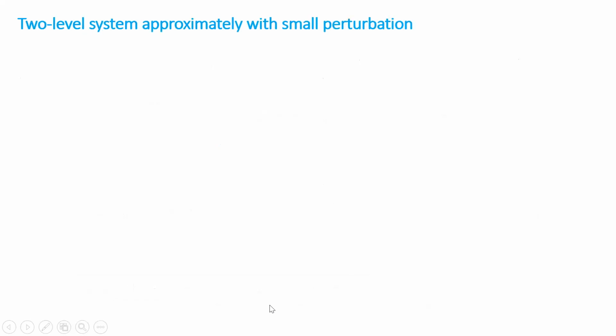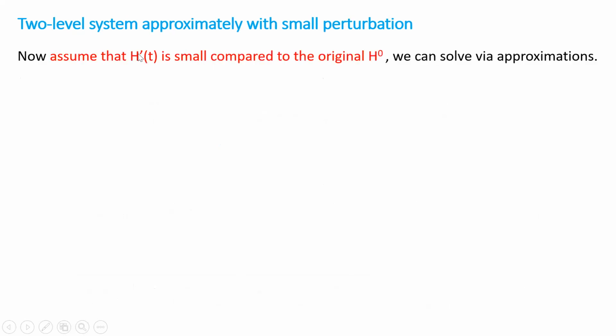So let's look at the two-level system approximately with a small time-dependent perturbation. We assume that H prime of t, the time-dependent perturbation, is small compared to the original Hamiltonian H0. And if we do that, we can solve via approximations. So we'll start in the lower energy state: CA at time 0 is 1, meaning it starts out in the psi A state at time 0.